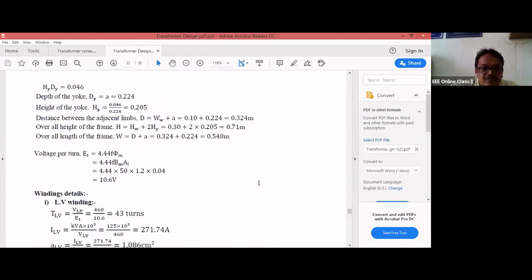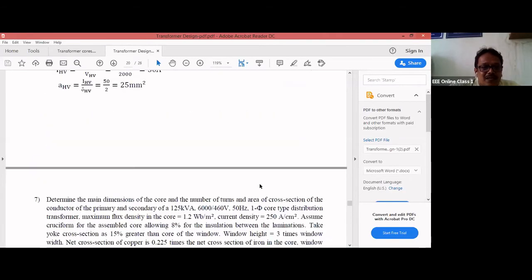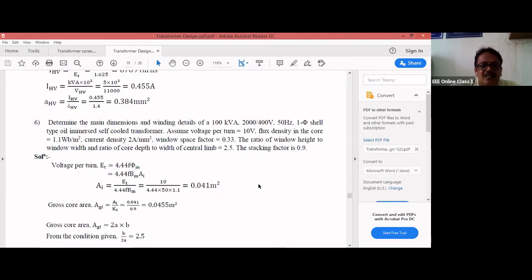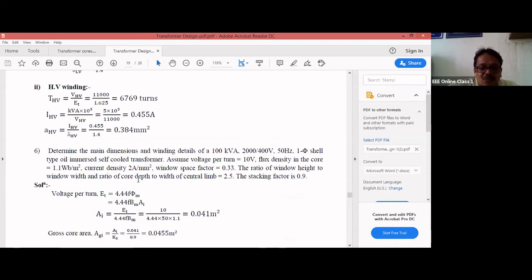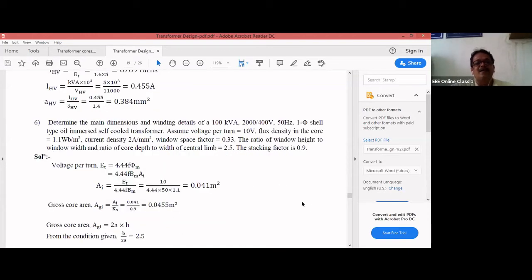Okay, so that is given in the problem here. The ratio of core depth is nothing but your B, and the width of central limb is nothing but your 2A, equal to what? Equal to 2.5. The stacking factor is 0.9. Okay, these are two conditions. HW by WW is equal to 2.5, and B by 2A is equal to 2.5, and stacking factor is 0.9.